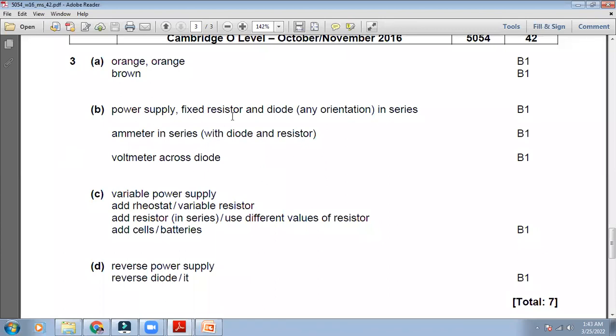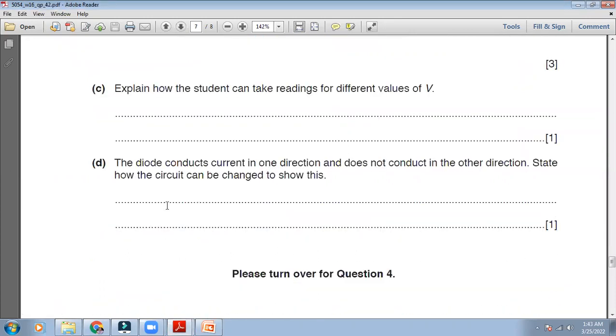They say B part, power supply, fixed resistor, and diode, any orientation in series, ammeter in series with diode and resistor, voltmeter across the diode. So our answer is right. Okay, that was a 3-mark question.